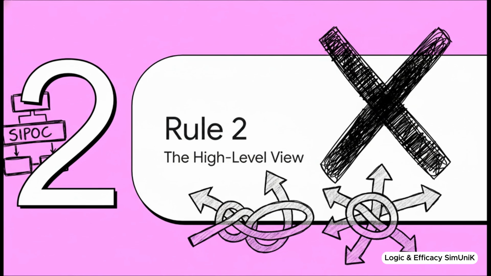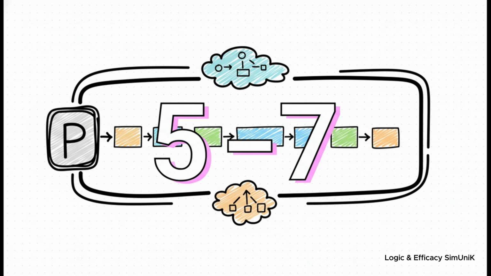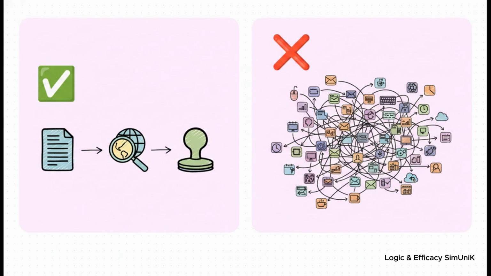All right, rule number 2, and this one is about avoiding a really common, really critical mistake. Honestly, getting this part wrong is the fastest way to make your whole SIPOC totally useless. The heart of your map, the P in SIPOC, should only have about 5 to 7 high-level steps. That's it. Seriously. If you've got more than that, your scope is probably way too broad, or you're just getting lost in the weeds. And this slide shows you exactly what I'm talking about.